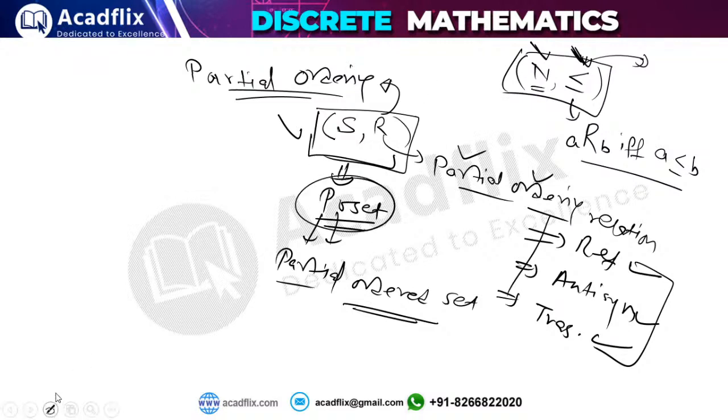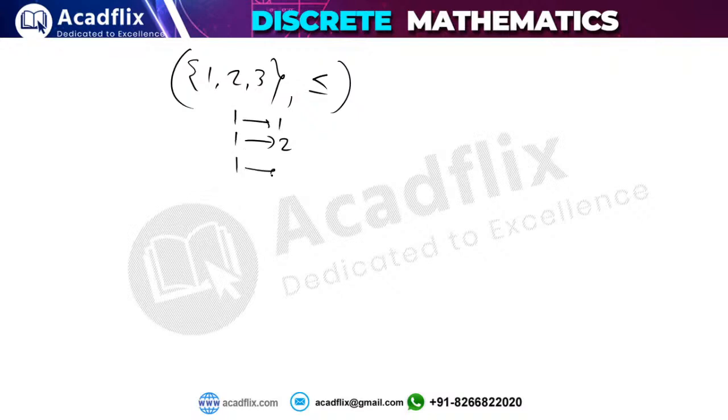For example, I can give you a POSET. You can have the set {1, 2, 3} as your base set. On this base set we can define the relation less than equal to. What will be the pairs in this relation? 1 will be related to 1, 1 to 2, 1 to 3, because 1 is less than equal to 1, 2 and 3. 2 will be related to 2, 2 will be related to 3, and 3 will be related to 3. So these are the pairs that we will get.